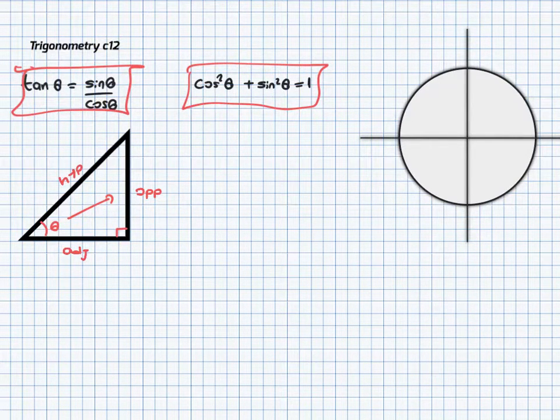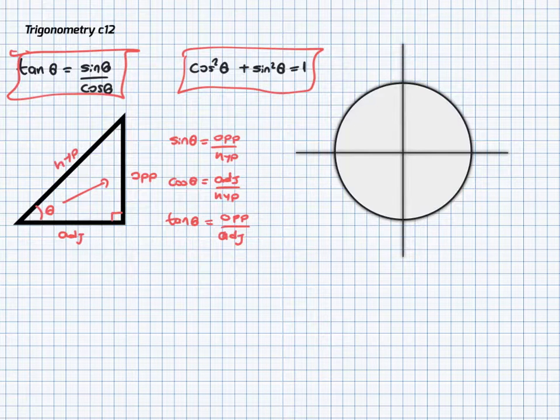If you remember the ratios that you have learned, sine theta could be expressed as opposite over hypotenuse. Cosine theta could be written as adjacent over hypotenuse. And tangent theta could be written as opposite over adjacent. On the right hand side, we have a unit circle which has a radius of 1 unit.